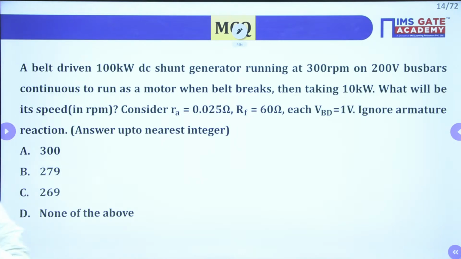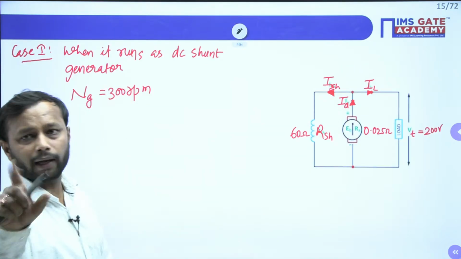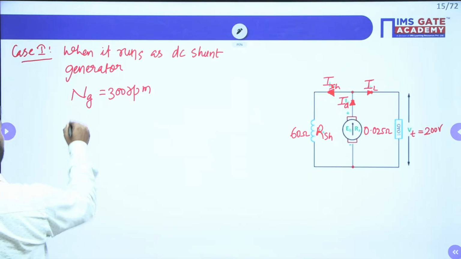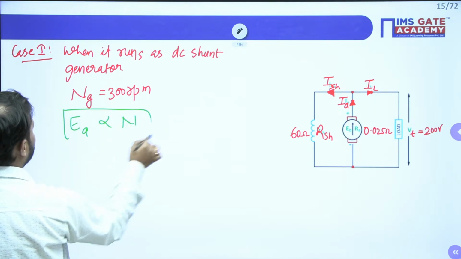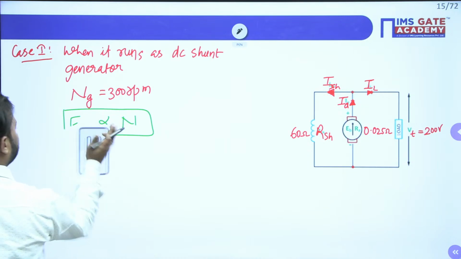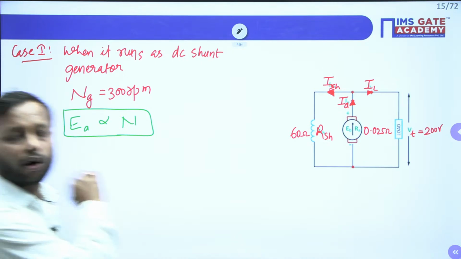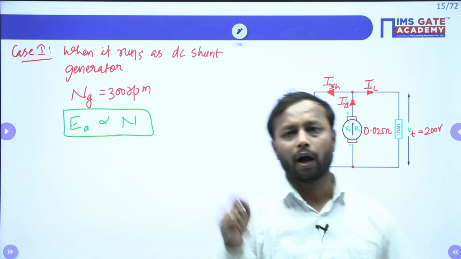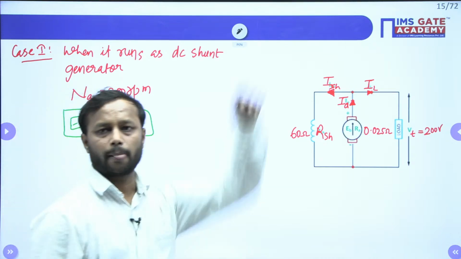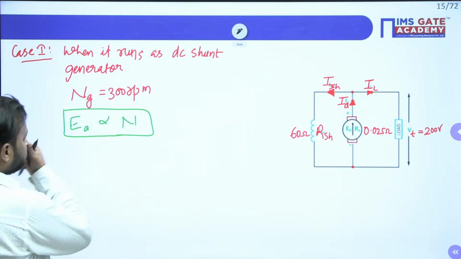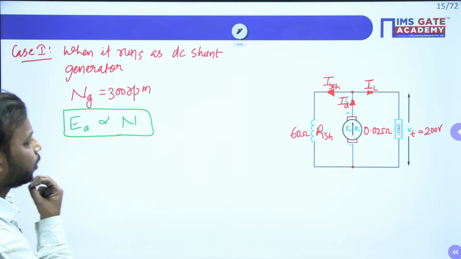Done. So I need to find the speed. Again, I require the EMF equation. EA is proportional to speed. Whenever you are supposed to find the speed, you will directly jump to the EMF equation. Am I clear? And whenever you are supposed to find the armature current, then you will look for the torque equation. Done. So how to calculate this?